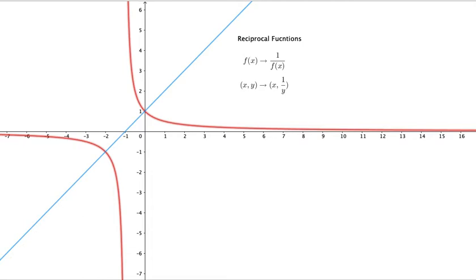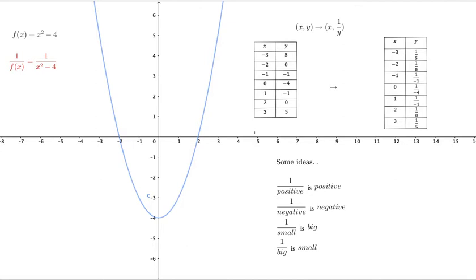Some interesting things to note are it appears that this graph has a horizontal asymptote at y is equal to 0, which is correct. It appears that this function also has a vertical asymptote at x is equal to 1, also correct. Now, let's take a look at another function that we're going to graph.